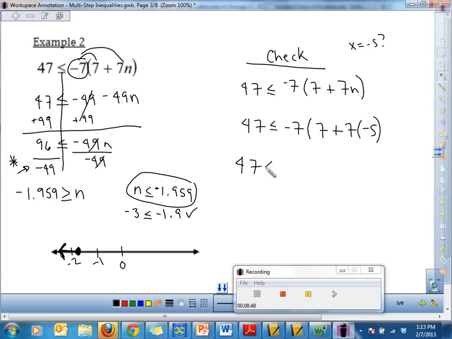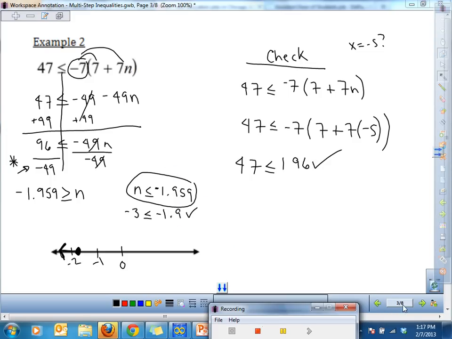So now I have 47 is less than or equal to, and let's put that in our calculator. Negative 7, parentheses, 7 plus 7 times negative 5. That gives me 196. Is 47 less than 196? Yes, it is. So my inequality is correct. Let's do a couple more examples.